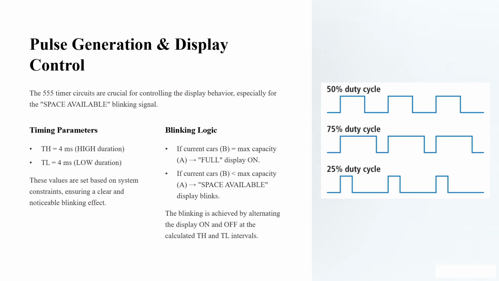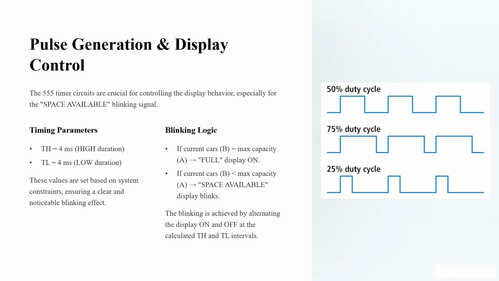Pulse generation and display logic. The 555 timer is used to control the blinking of the display. The high time TH is 4 milliseconds and low time TL is 4 milliseconds.